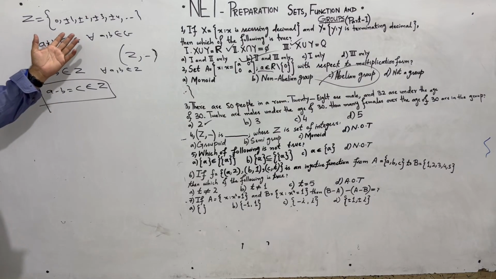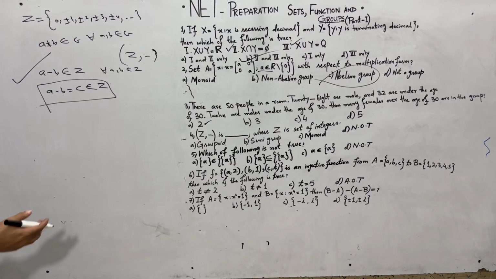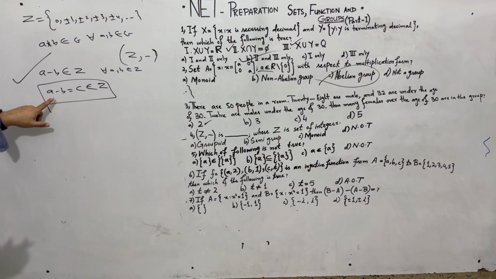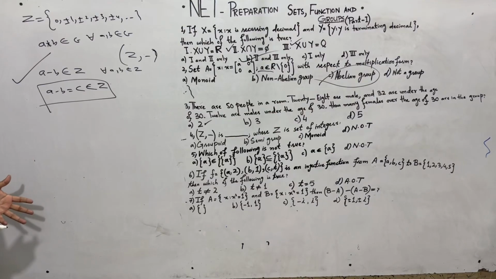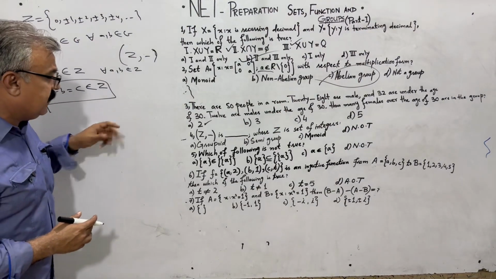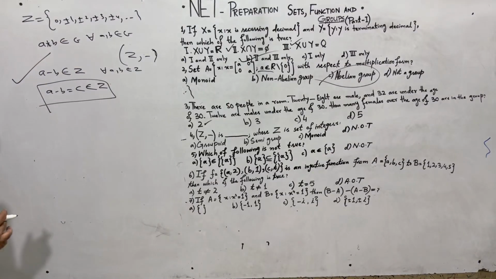Or one can take elements like 2 minus 3, 3 minus 2, minus 4 minus 7, whatever the case is. But you should have the generalization: the difference of two integers is another integer. Okay, so the first condition has been met.